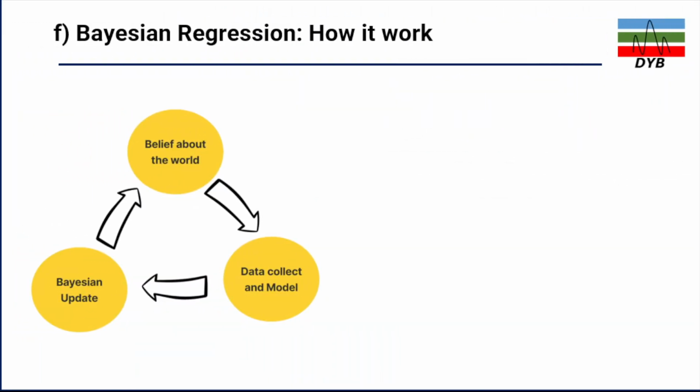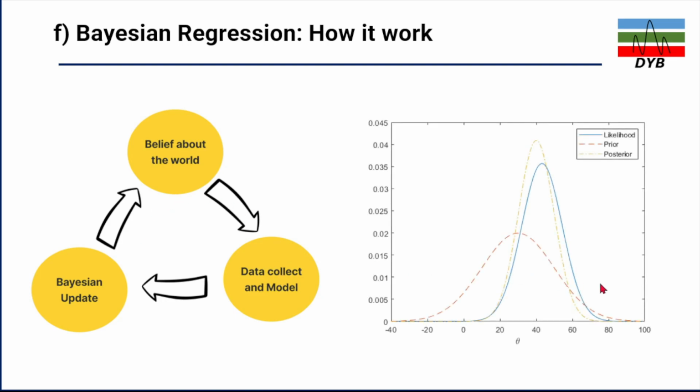So how does it work? We have a belief about the world. So what are the real facts? I mean, this is the prior knowledge, and we collect the data and create the models. So it will depend on the data and also the prior knowledge. Then it updates the Bayesian model, which is the Bayesian update. Then again, it will go back to the belief about the world, either it starts from here, or it's like a never-ending cycle. So if you look at the graph, in this you have the likelihood, this is the prior model, and this is the posterior.